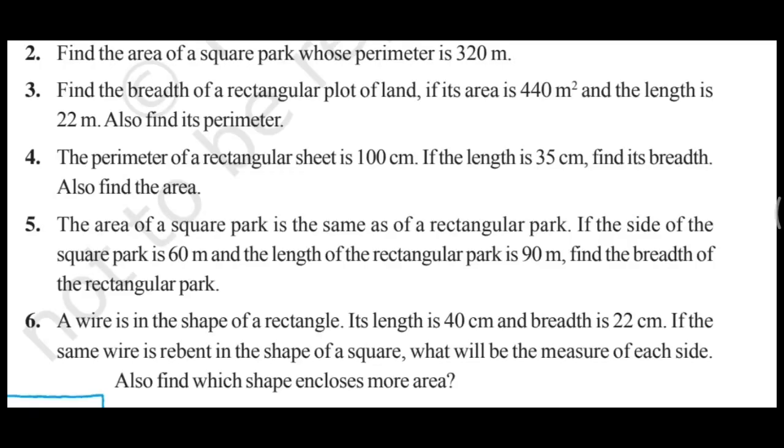Now this is question number 3. Find breadth of the rectangular plot of the land if its area is 440 meter square and the length is 22 meter. Also find its perimeter. So area is given, length is given, so we will find the breadth, and after finding breadth we will find its perimeter by applying formula 2 multiply length plus breadth.